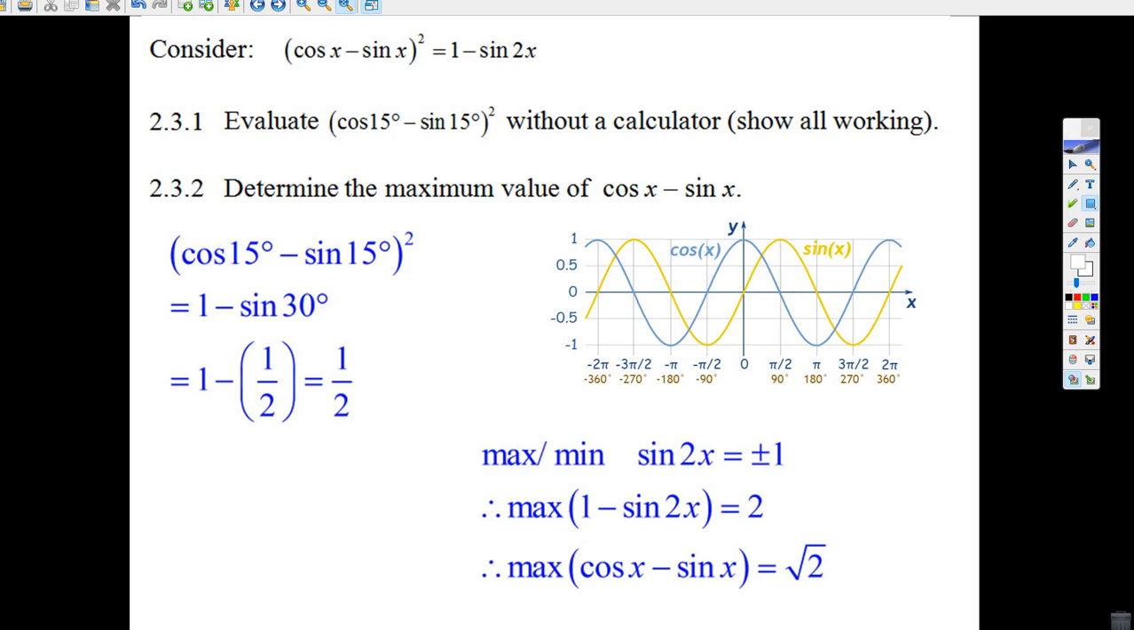Here's the next question here. It's not worth many marks, but it's a little bit tricky, a little bit of thinking. Well, maybe not so hard. Let's see. It says consider this. You're given that this is true.